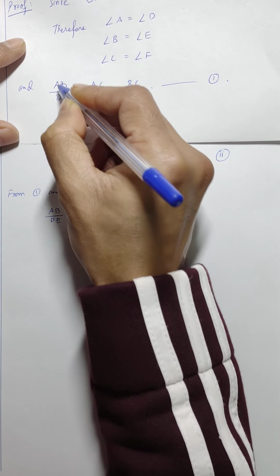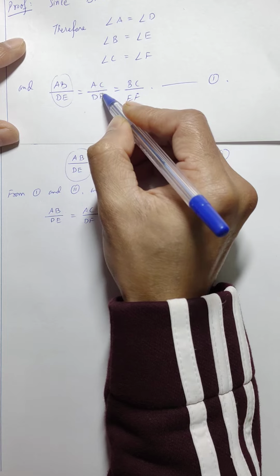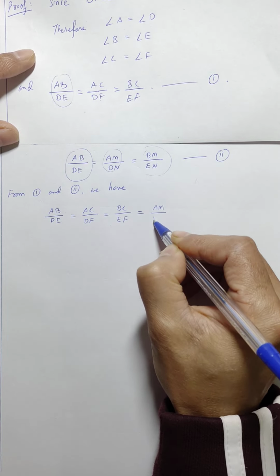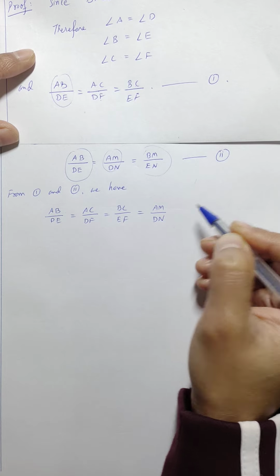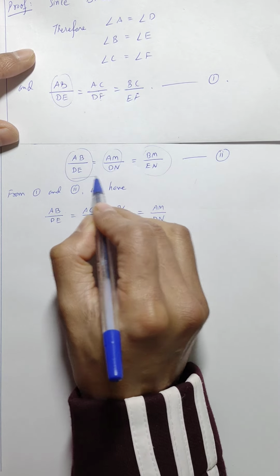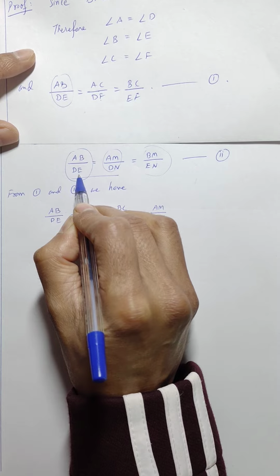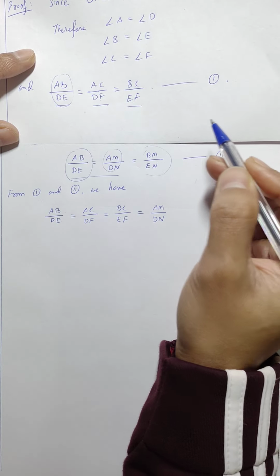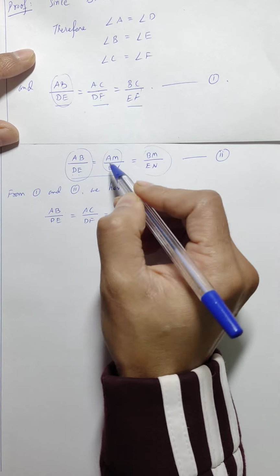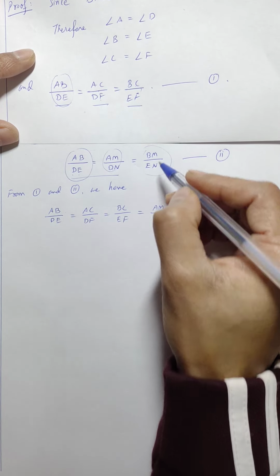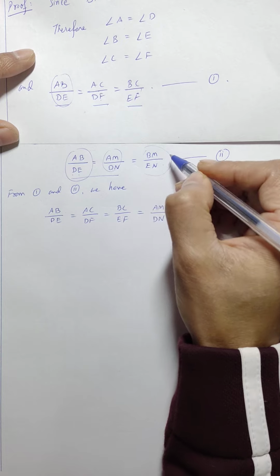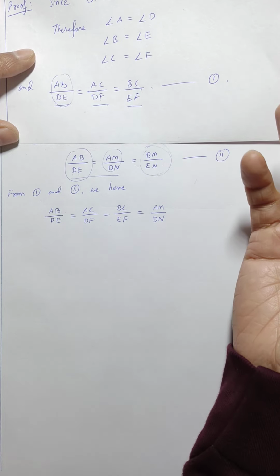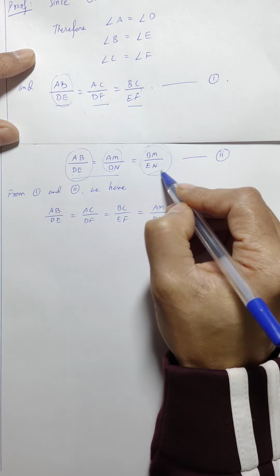Now AB by DE is equal to AC by DF, and BC by EF is also equal to AM by DN. We can do that, isn't it? Because this ratio is equal to AM by DN, and this particular ratio is also equal to the remaining two ratios. So all these five ratios will be equal. Actually even this one also, but as I mentioned, this is not needed for our proof, so we will just ignore this part.